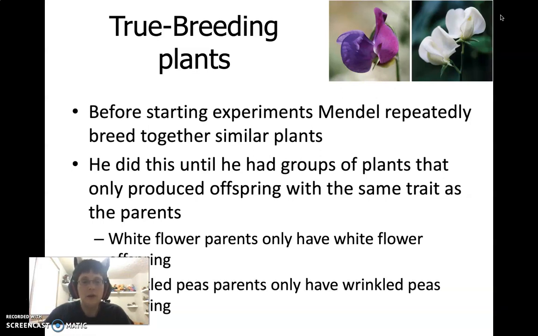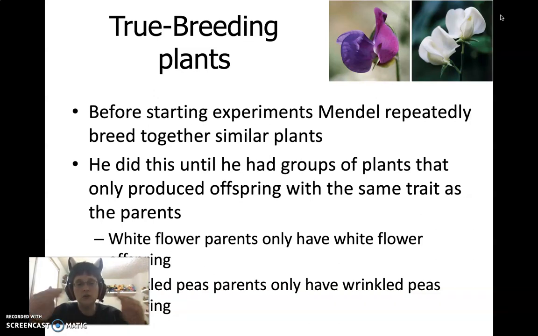So, oh, there we go. And he'd do this not just for the flowers, but also for the other characteristics. So wrinkled pea parents would only have wrinkled pea offspring, or smooth pea parents would only have smooth pea offspring. This way he knew that all of the organisms had just the characteristics he was looking for.